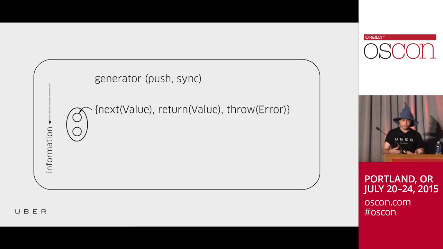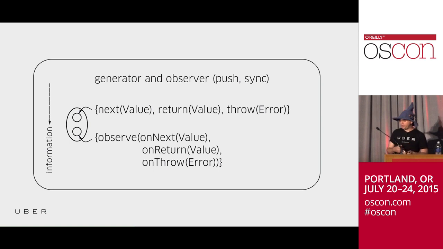A generator is the dual. Instead of having a next method that returns a thing that can model all of the cases of a thrown exception, a value of an iteration, or the value of the conclusion, we have a separate method for each of these cases. We either pump in a value, or we pump in a value to return, or we pump in an exception to be thrown.